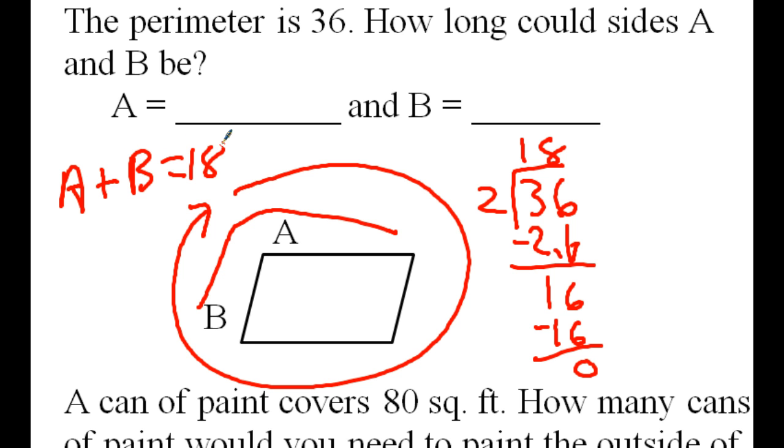So my answers could be lots of things. A could be 17 and B 1. A could be 16 and B 2. A could be 15 and B 3. 14 and 4. 13 and 5. 12 and 6. 11 and 7. 10 and 8. 9 and 9. And then we're back to like the opposite answers.